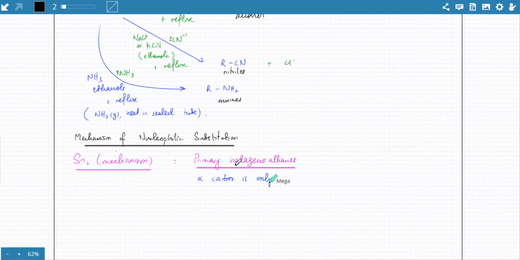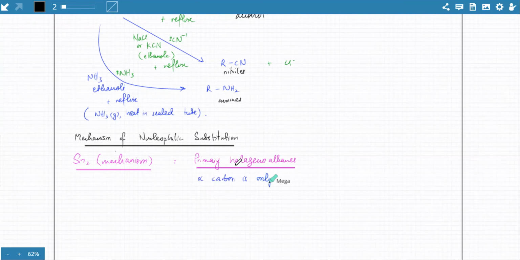One carbon chain. The alpha carbon is the one which has the functional group. Because we are talking about halogenoalkanes, the alpha carbon would be the one which has the halogen attached to it. So three reactions: OH minus, CN minus, NH3, substituting the Cl in the molecule. So a primary halogenoalkane is one where the alpha carbon, the one that is bonded to the halogen, has only one carbon chain.